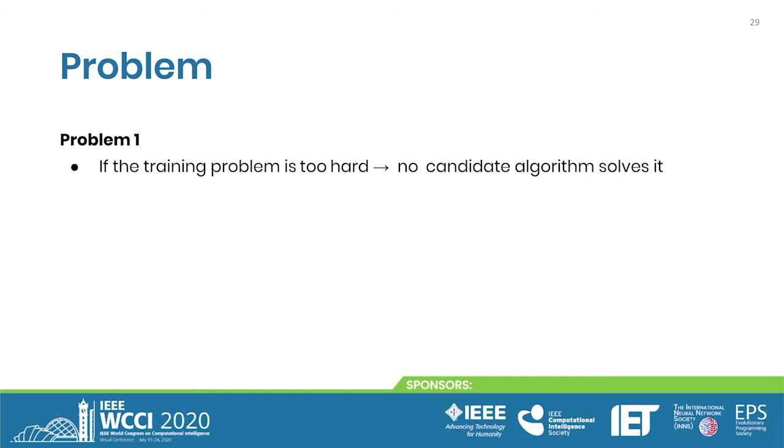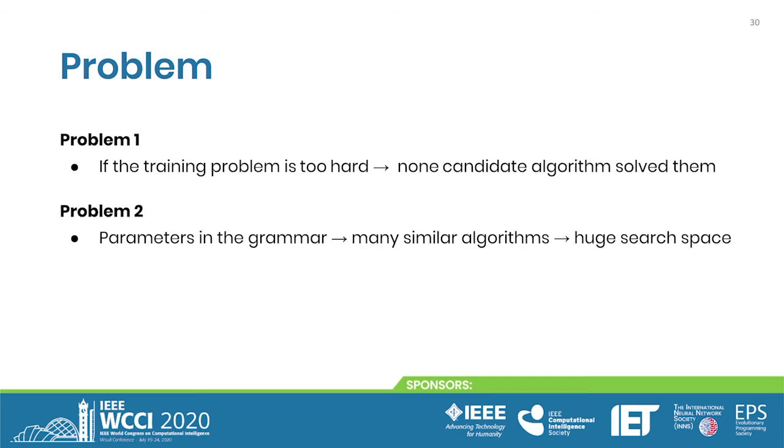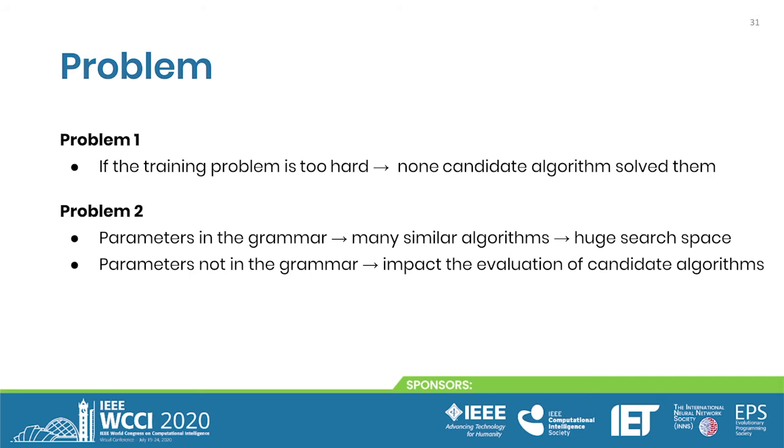As we talked before, we need to be very careful when designing the training of the hyper-heuristic. If the fitness function is too easy, then any candidate algorithm will do. But if it's too hard, then none of the candidate algorithms will solve the problem. In both cases, it's likely that evolution won't happen. Another related problem is, if we include parameter tuning as part of the grammar, it will hugely increase the search space with many similar algorithms. On the other hand, if we completely remove the parameters from the search, it will negatively impact the evaluation.